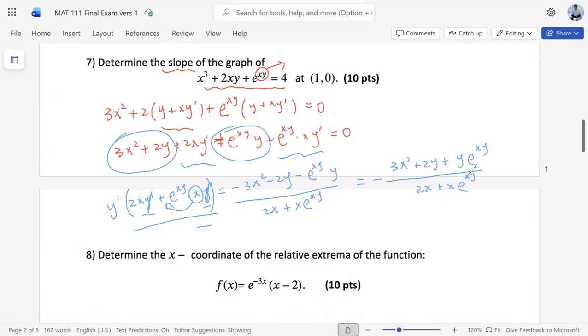Okay. Then we want to determine the slope at this point. So the x value equals 1, y value equals 0. So 1, 0, we need to evaluate. So only x survives, right? With the y terms, because y is 0, this becomes 0, this becomes 0. Only the other terms. So let's write it down. Negative 3 times 1 squared, 3, divided by 2 times 1, 2, then plus 1 times e to the 0. Well, what is e to the 0? e to the 0 is 1. 2 plus 1, 3. So this is just negative 1.